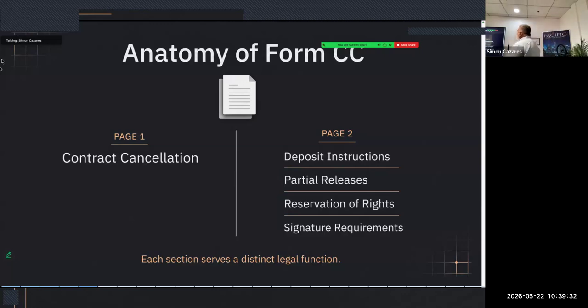All right, so the Form CC, page one, talks about the contract cancellation. That's the first page of the form. Part two goes into the instructions of the deposit. It also talks about partial release. Who is entitled to that partial release? Is it the buyer? Is it the seller? Reservation of rights. Okay. What are the reserved rights to the deposit? Because there's someone that is challenging it or is asking for it, right? And that's a reservation of rights.